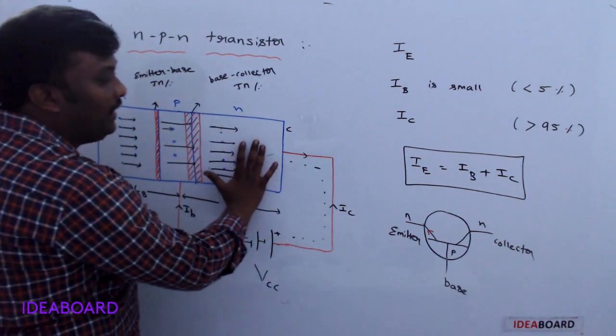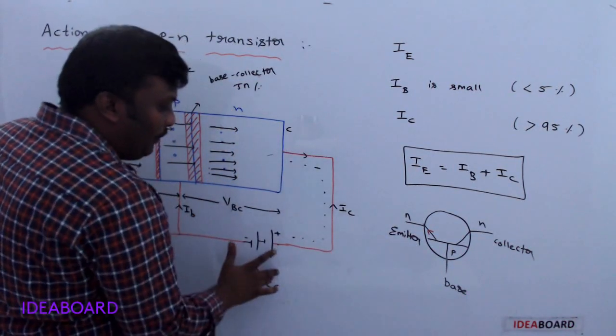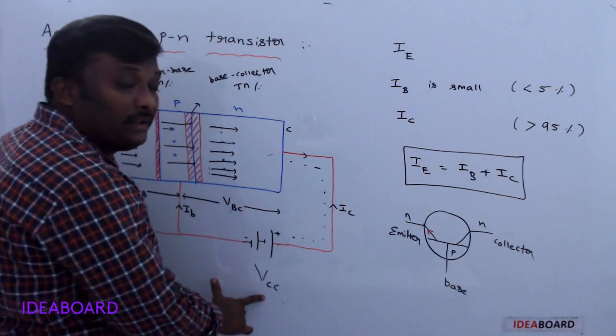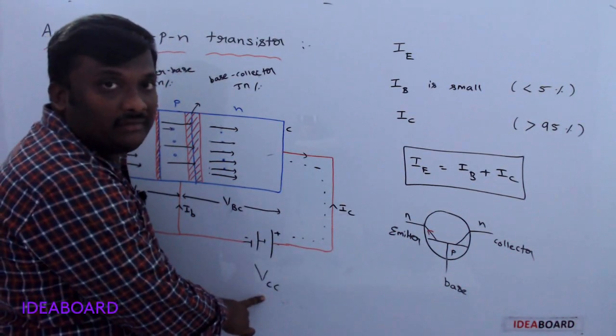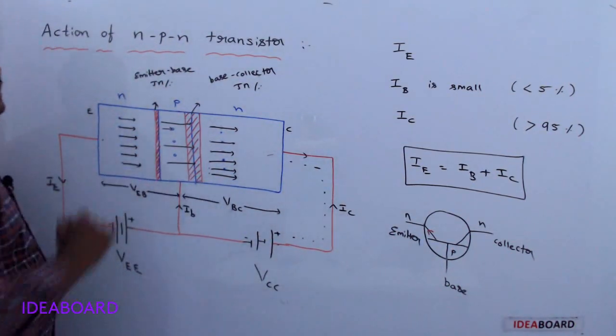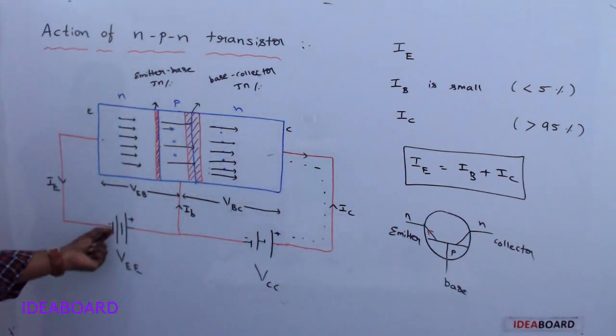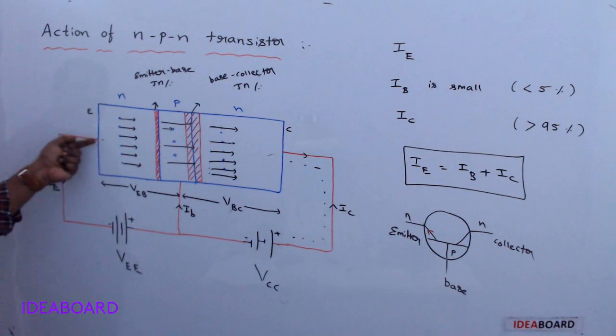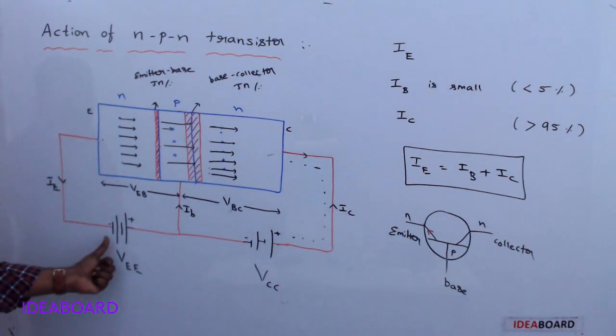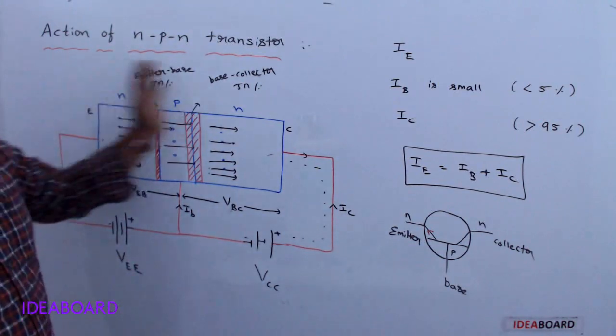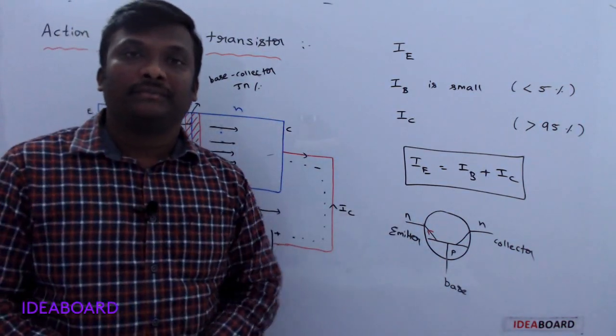More than 95% of electrons penetrate to the collector junction and enter the collector region. Now these electrons are readily swept by the positive terminal of VCC. Do you understand? So corresponding to each electron that is collected at the collector, one electron reaches the emitter from the negative terminal of VE. That's why this process is continuous.